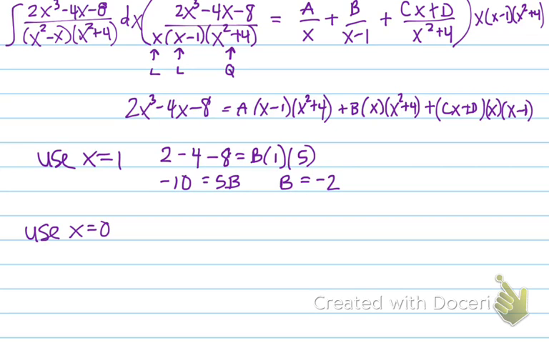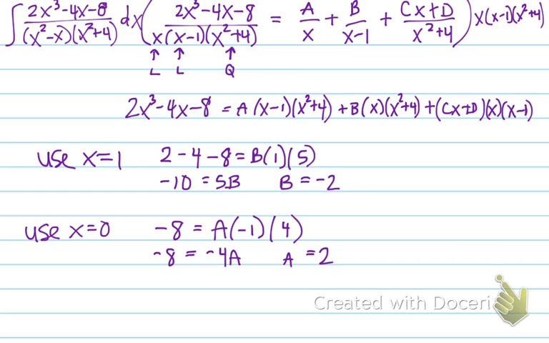If I plug it in the left side, I get 2 times 0 cubed, which is 0, minus 4 times 0, which is 0, minus 8, equals a times 0 minus 1, which is negative 1, times 0 squared plus 4, which is just 4. So that means I have negative 8 equals negative 4a, which means that a equals 2. So far I've been able to solve for my 2 linear factors, which hopefully should be the case most of the time.